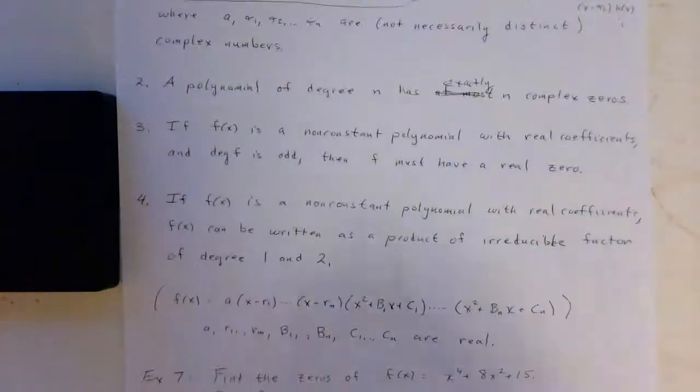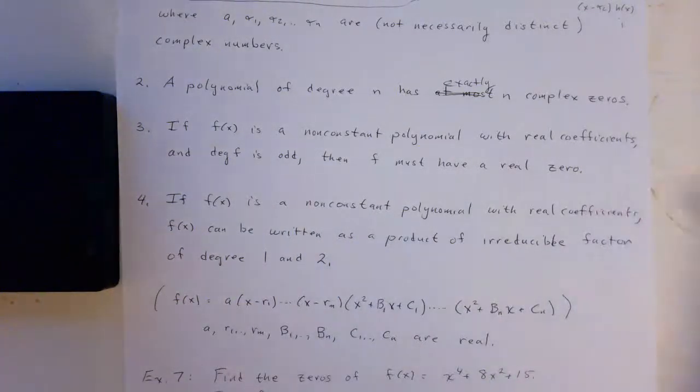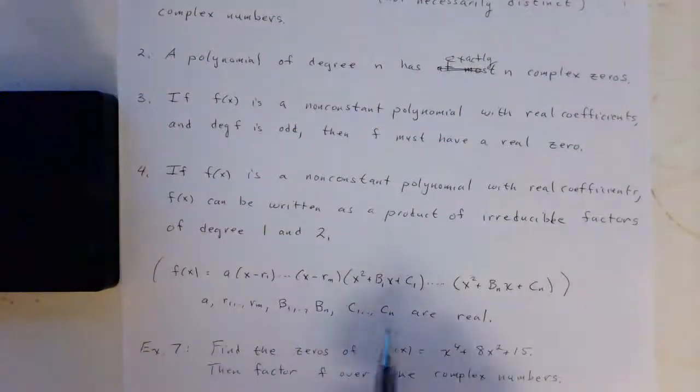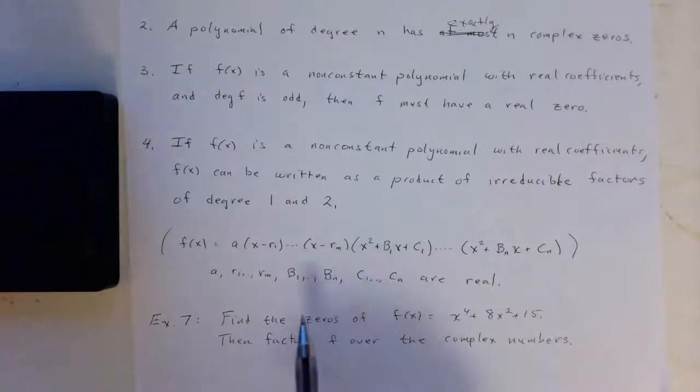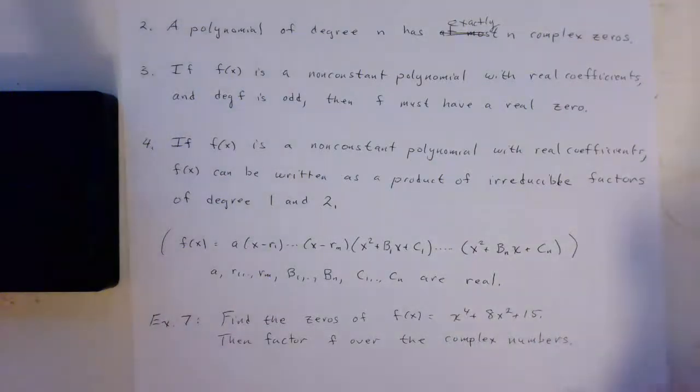But here's another way of seeing that. If f is a non-constant polynomial with real coefficients, it can be written as a product of irreducible factors of degree 1 and 2. So if we factor just over the real numbers, a polynomial will look like this. Don't worry about number 4 too much. I do want to do example 7.